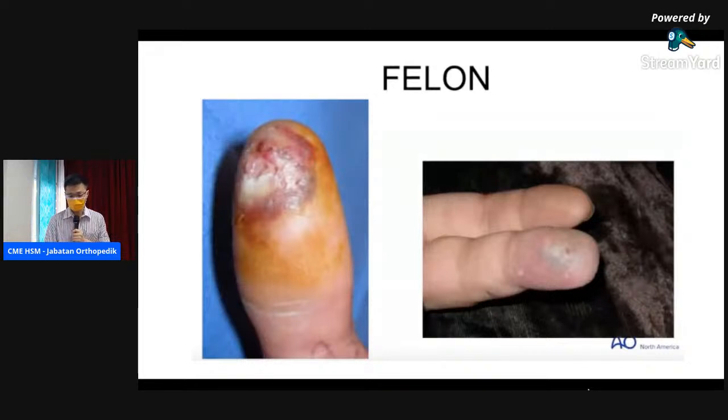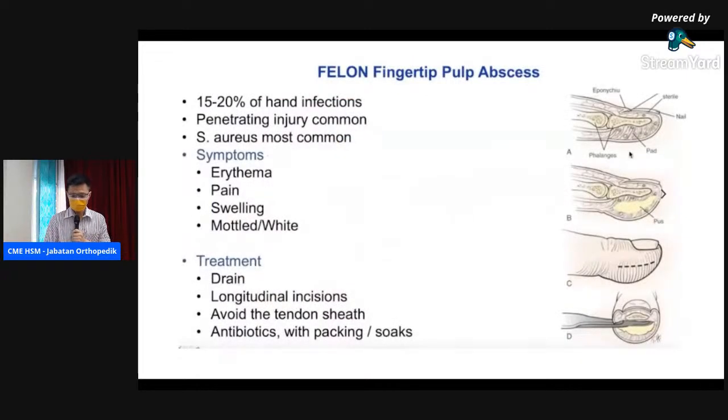Okay, so this infection only happens distal to the DIP joint, around this area with the fat pad inside. Sometimes a penetrating injury can be the inciting factor, but most of the time you couldn't find a cause. Staph aureus is usually the organism infecting this felon, and there can be redness, pain, swelling, white or mottled skin, a different presentation depending on the timing that they present to us. The longer they wait, the darker it becomes, because it's necrotic, like a compartment, you see.